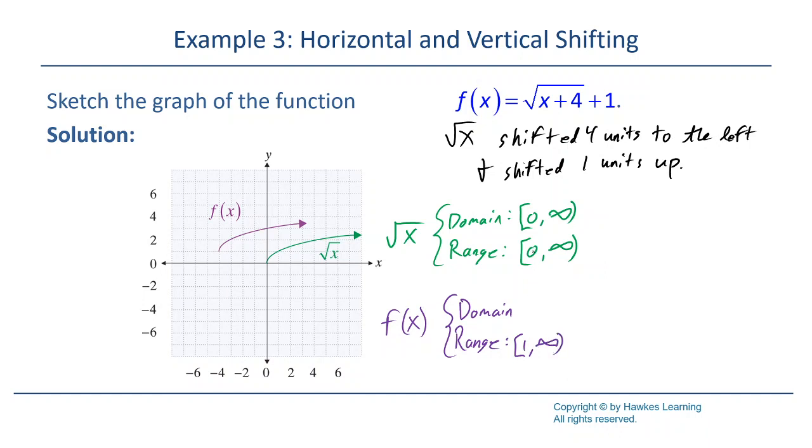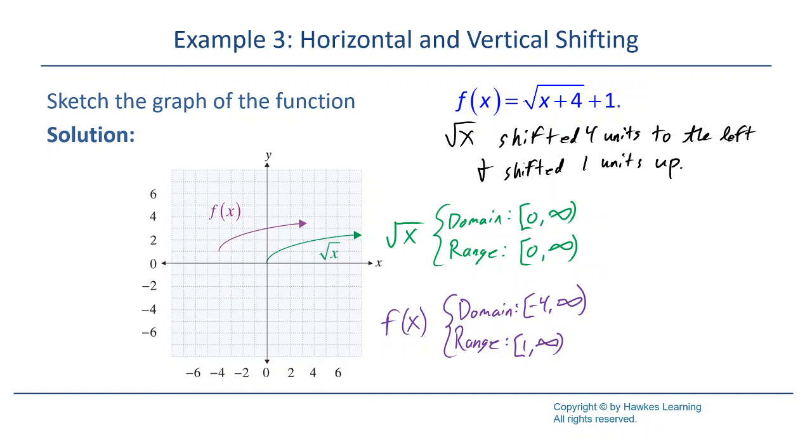So notice 0 to infinity, 1 to infinity. We added this 1 here. But then we also moved this over to the left by 4. So that means now I can include -4 and onwards to the right.